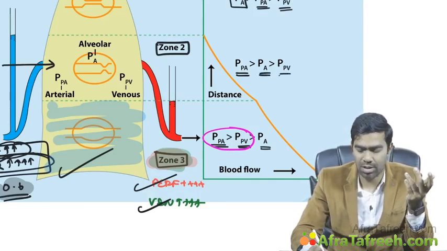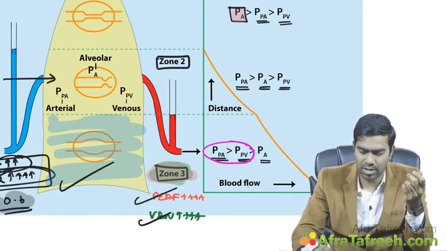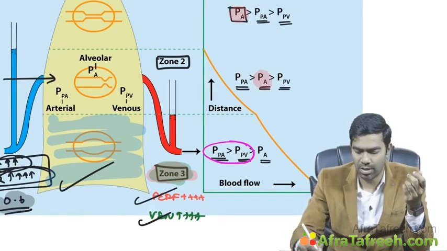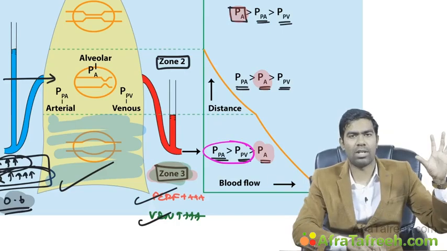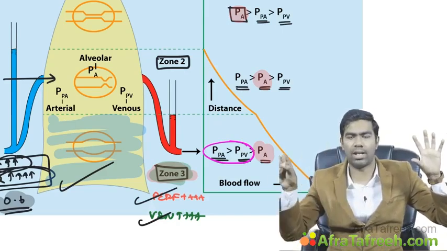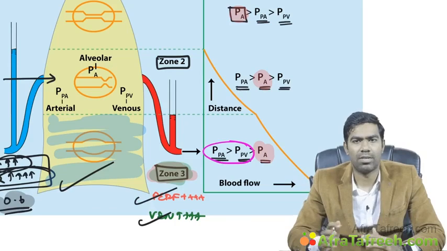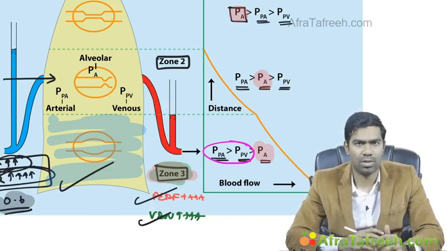Next is the alveolar pressure, and finally it's the venous pressure. You can see the alveolar pressure keeps varying. Initially it is at the top, then in the middle, then it comes to the least in zone 3. So that's why the alveoli are like this in zone 1, like this in zone 2, and like this in zone 3. And the pulmonary artery pressure will keep on increasing as it moves towards the bottom.